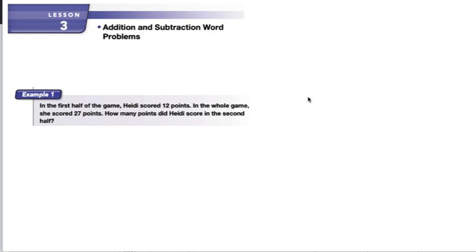Here we are, lesson 3, and we're going to be talking about addition and subtraction word problems. So this is where some of that language we talked about in lesson 2 is really going to help us in terms of sum, difference, quotient, product. So we want to make sure we understand what's happening.